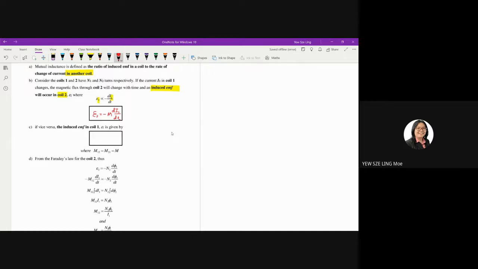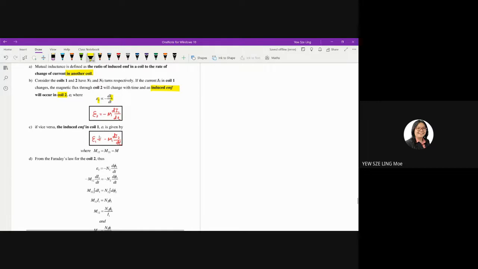you're using the same coil with the same material, same medium, and same physical structure, then M is a constant value. Mutual inductance is a constant value. And vice versa, for the induced EMF in coil 1: if your current is now in coil 2, then induced EMF will be produced in coil 1. So EMF 1 is equal to negative M dI2 over dt.